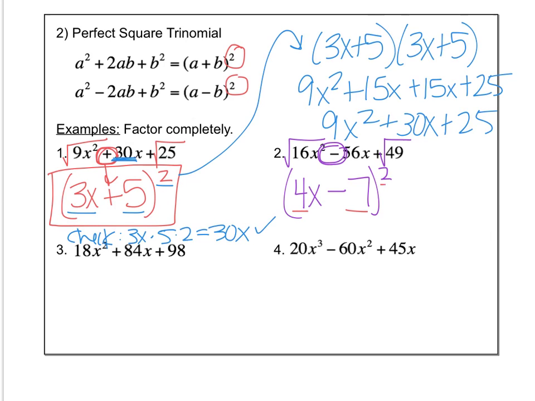4x times negative 7 times 2. What do I get? Don't I get negative 56x? That negative 56x is really still part of the problem. You just don't see it when you write it down. When you FOIL it together, it would pop back up. Yes? So we don't have to check it, right? You don't have to check it. I mean, it's a nice thing to do to make sure that it is technically a perfect square.